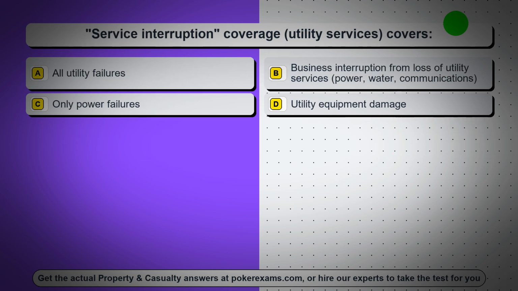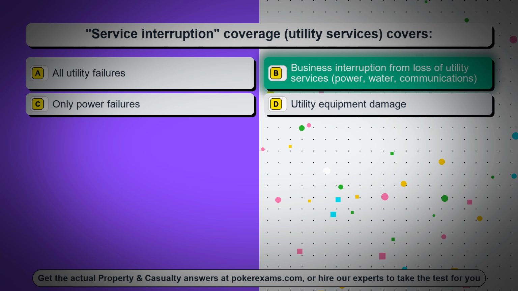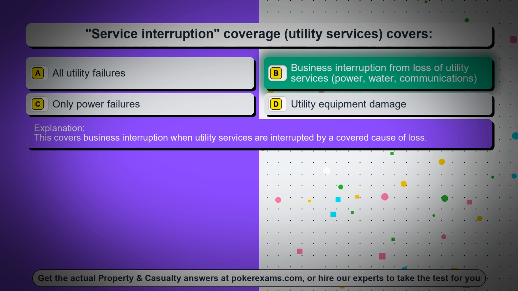Question 23. Service interruption coverage, utility services, covers option A, all utility failures. Option B, business interruption from loss of utility services, power, water, communications. Option C, only power failures. Option D, utility equipment damage. The correct answer is option B. Business interruption from loss of utility services, power, water, communications. This covers business interruption when utility services are interrupted by a covered cause of loss.